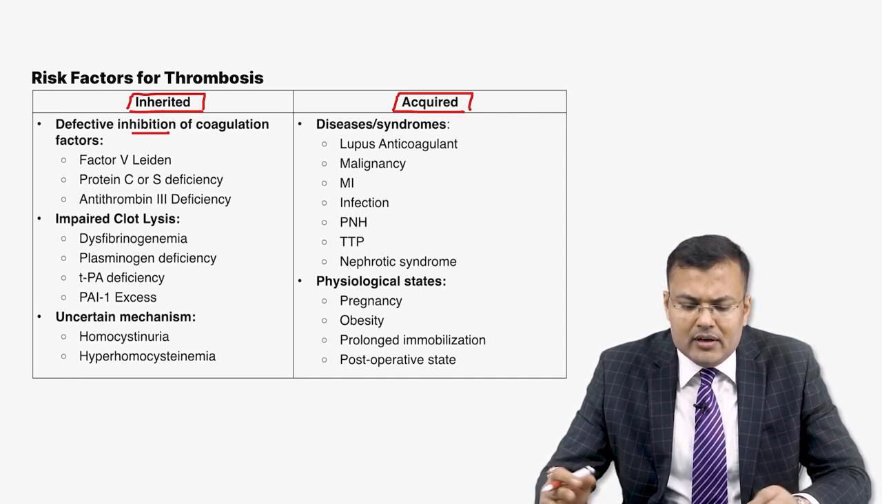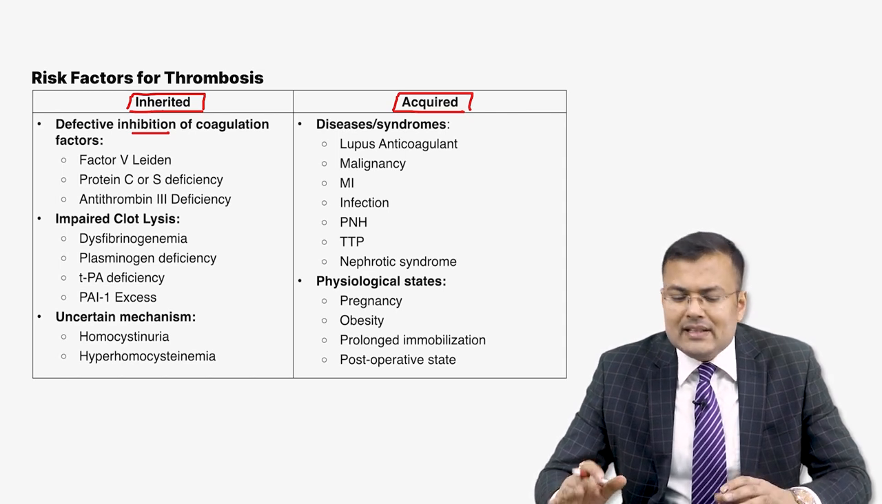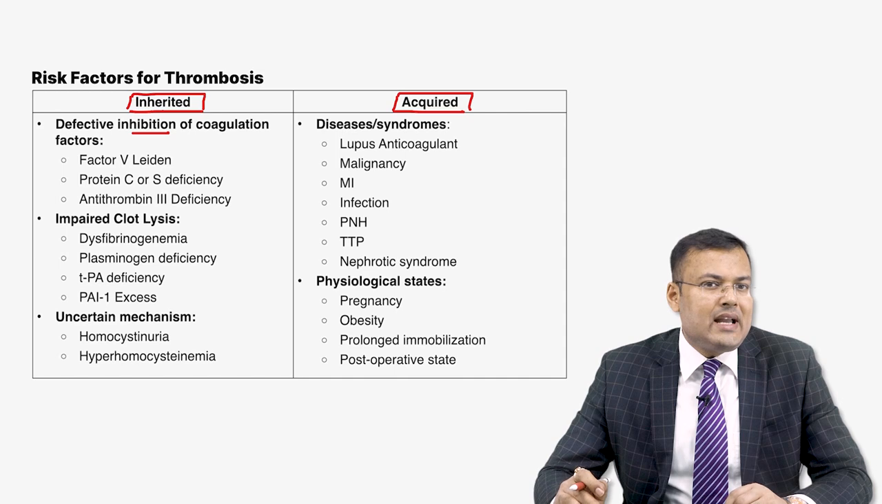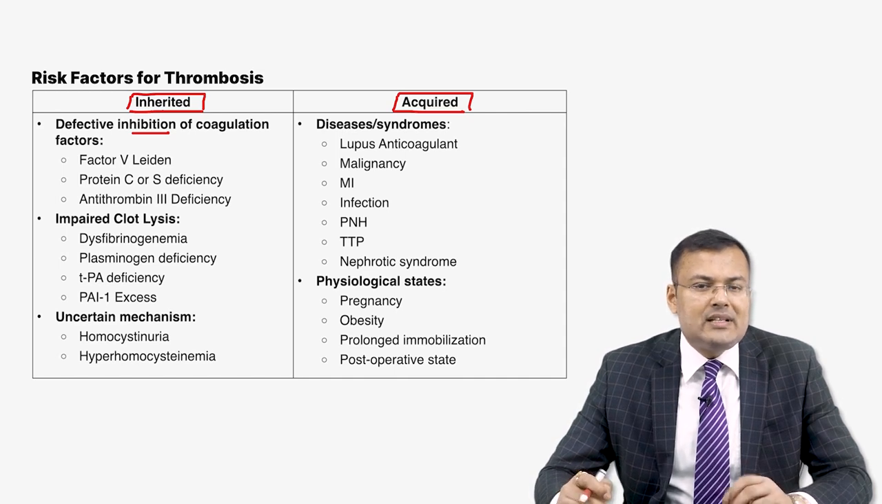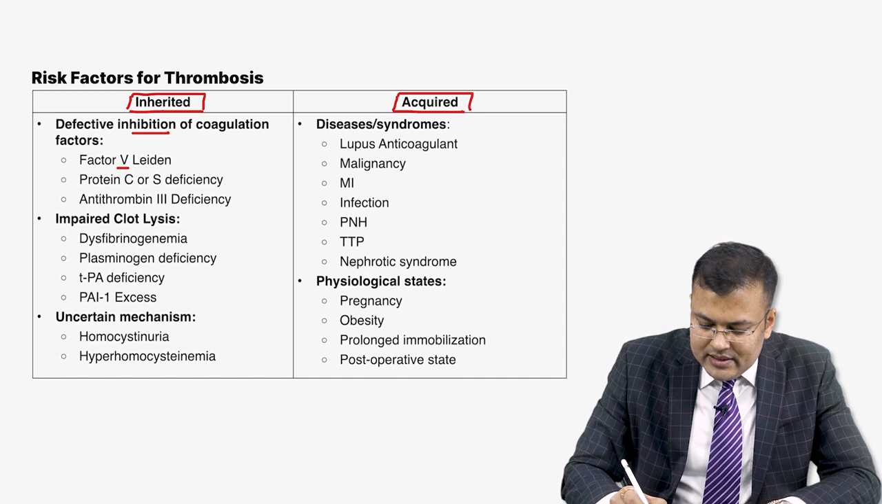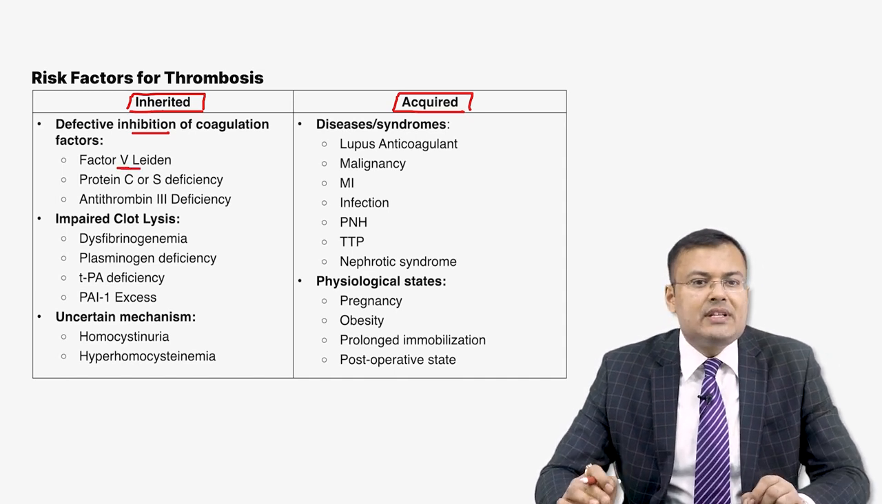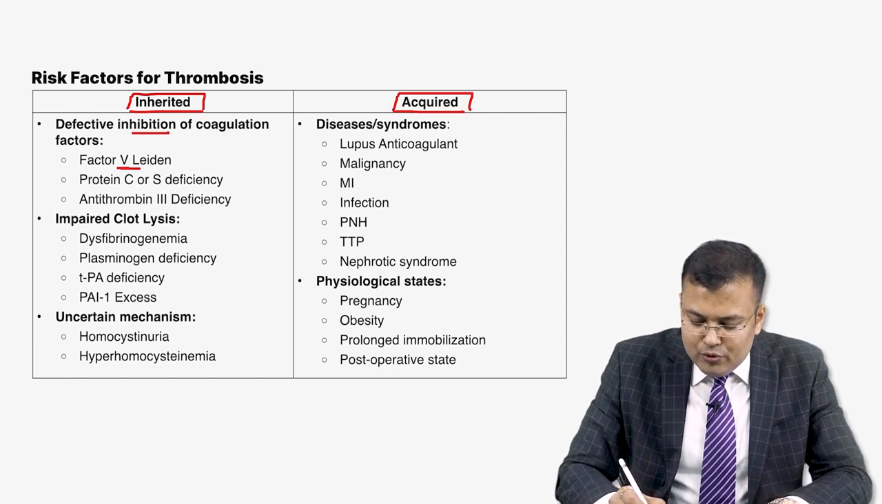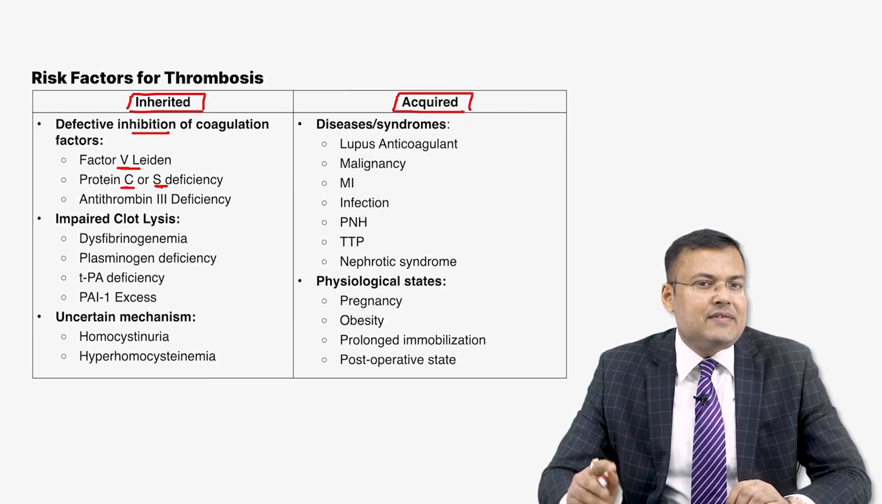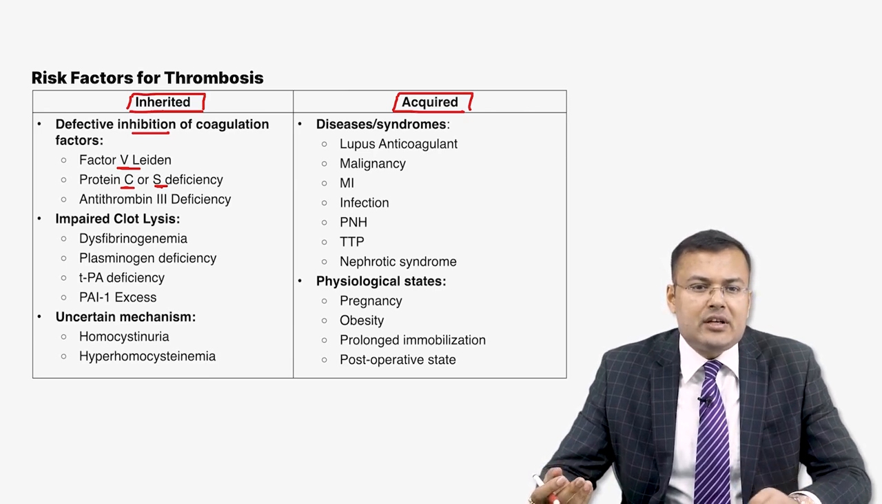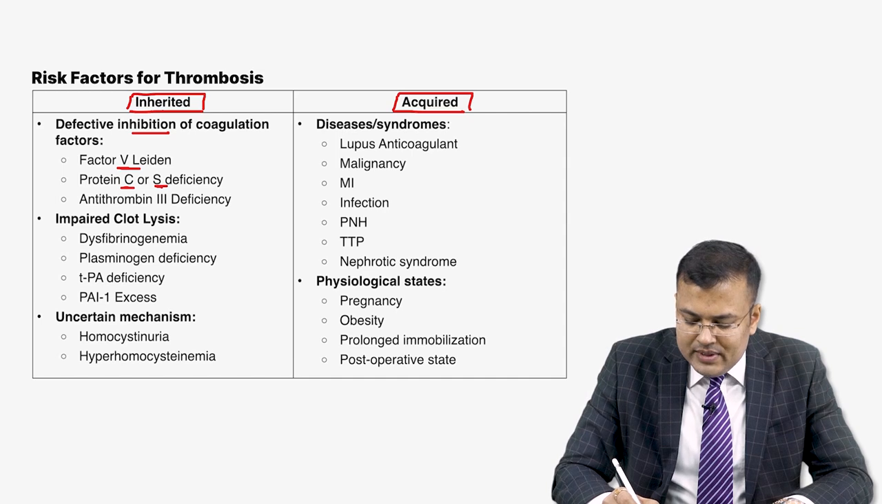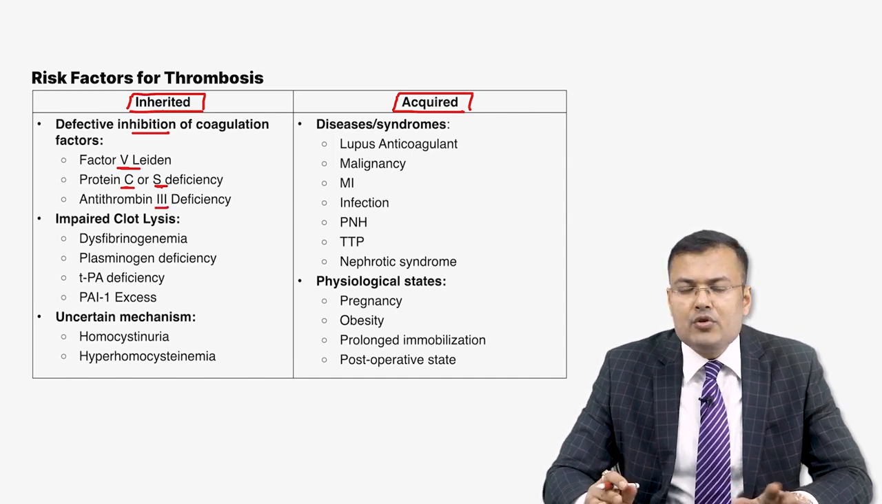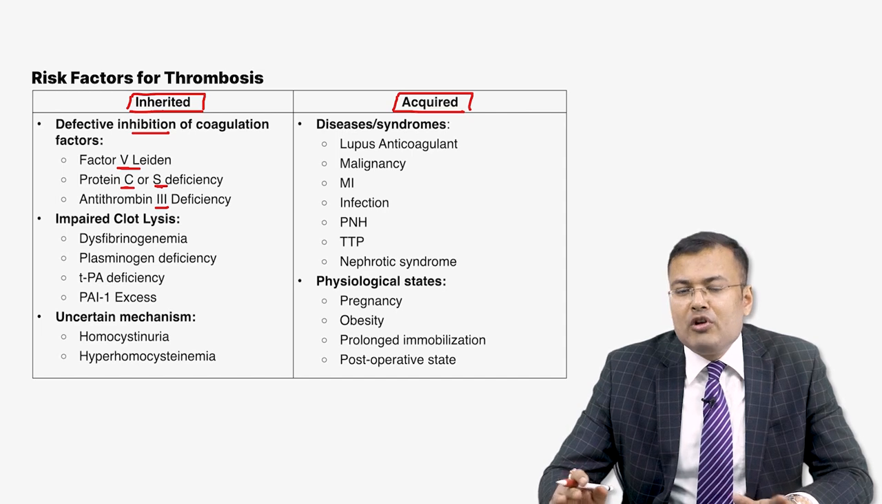What is the problem here? Factor 5 Leiden is resistant to inhibition by activated protein C. And you have read in gynae as well as in surgery that protein C deficiency, protein S deficiency, again is going to increase the risk of thrombosis. Antithrombin 3 deficiency. So first group is defective inhibition of coagulation factor.